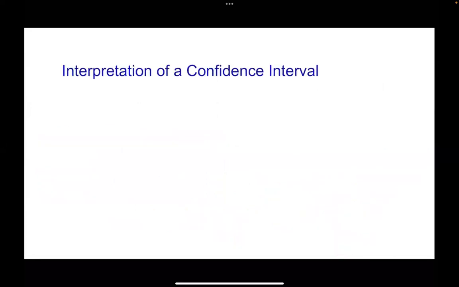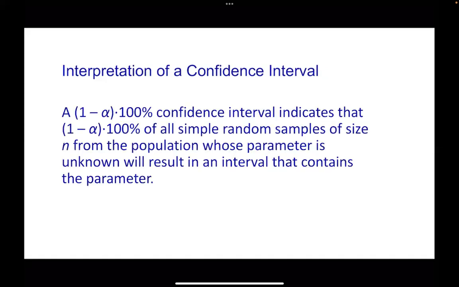All right. Here's the interpretation of a confidence interval. If I had a 99% confidence interval, it indicates that 99% of all my samples will result in an interval that contains the parameter. The parameter, remember, parameters are for populations. So this parameter is the population proportion.